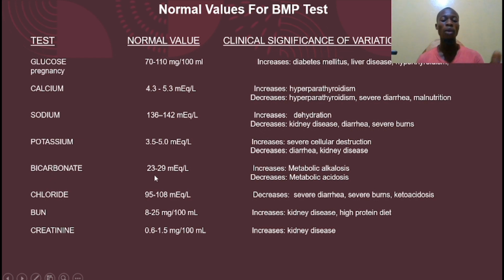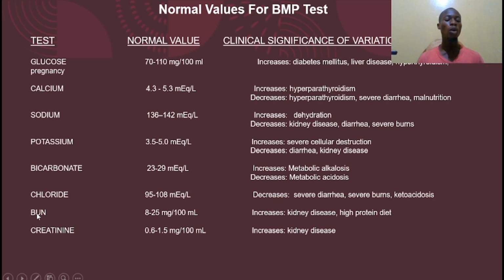So bicarbonate should be around 23 to 29 milliequivalents per liter. An increased level of bicarbonate, the clinical significance is that it will cause what we call metabolic alkalosis, and when it decreases it is metabolic acidosis. So chloride will constitute 95 to 108 milliequivalents in a laboratory result. So if there is a decreased level of chloride, that means there is severe diarrhea, burn, and ketoacidosis.